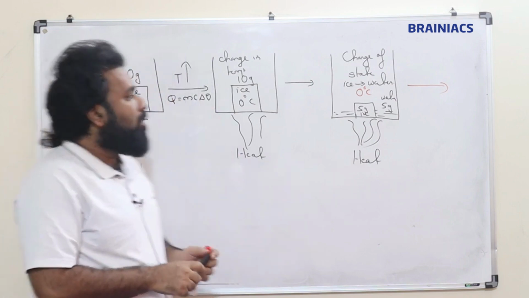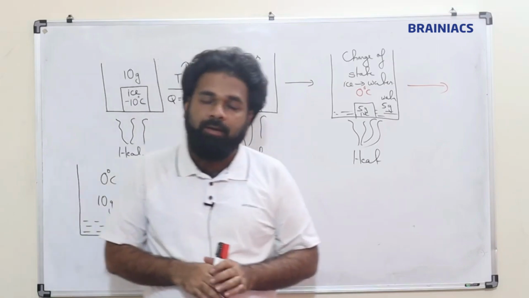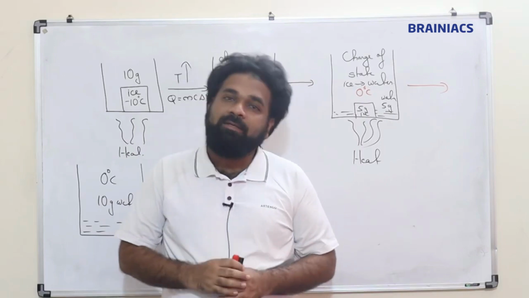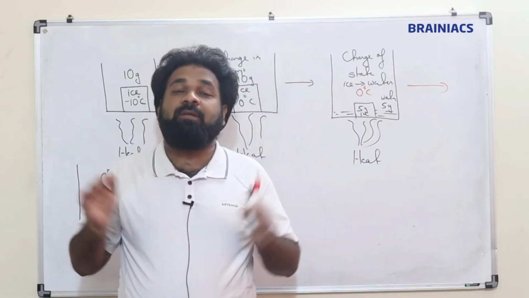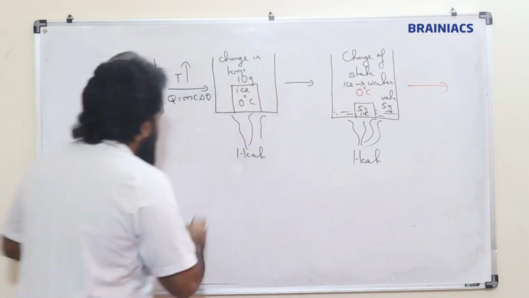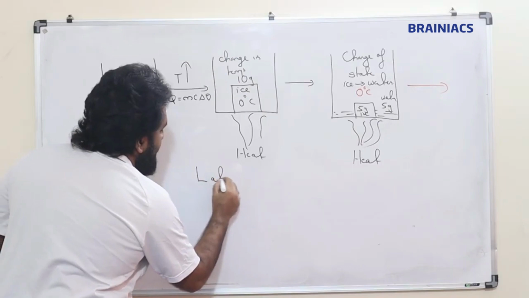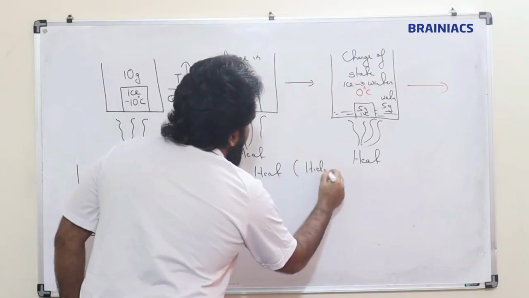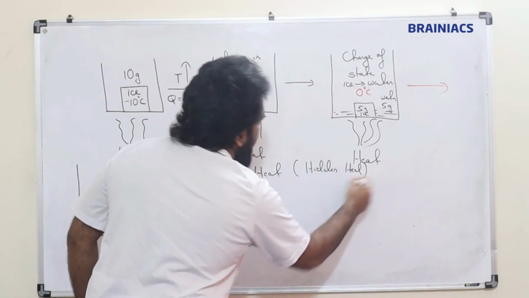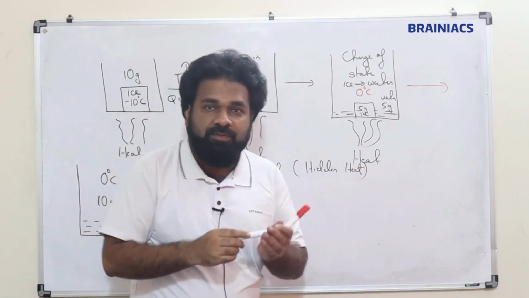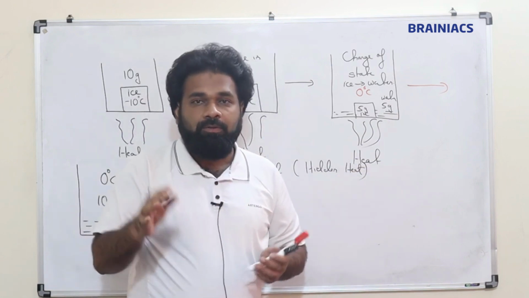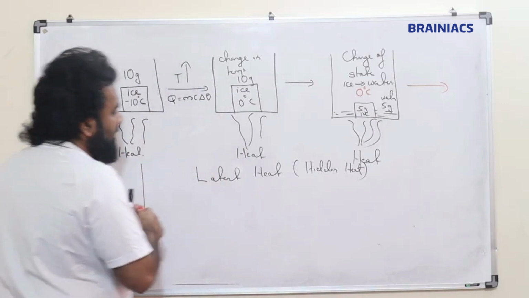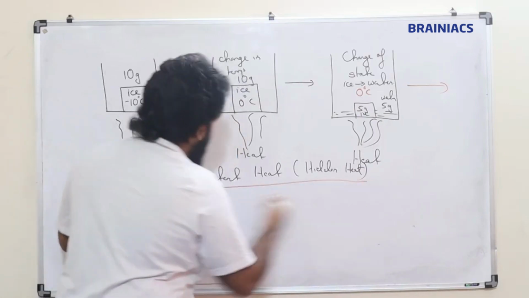So the heat required to change the state is called the latent heat. Latent heat, the word meaning is nothing but hidden heat. So here I am introducing another terminology, latent heat, which is nothing but hidden heat. Because the change in temperature will not be visible, change in state will be visible. So the entire heat will be utilized to change the state. So latent heat, or hidden heat.